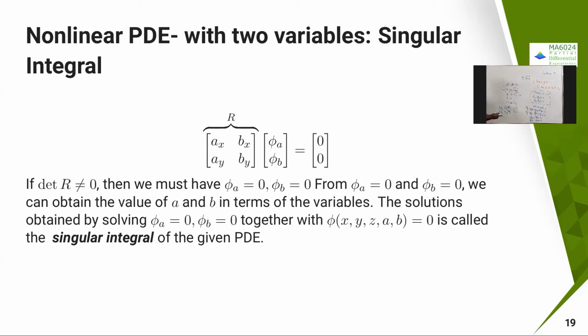So if you assume that the rank of the matrix is going to be 2, because 2 independent variables are there, therefore I'm just going to assume that the rank is 2. That means the determinant of this one is not equal to 0.